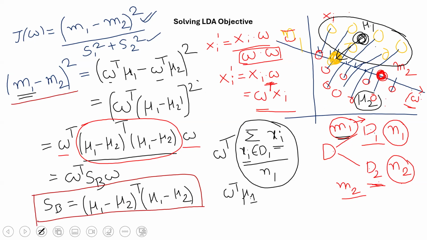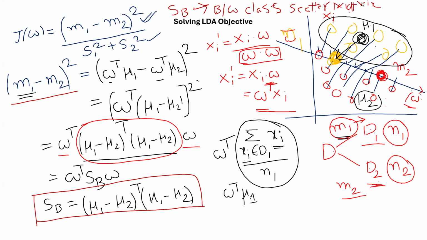So now what is this SB called as? SB is called as the between class scatter matrix. Between class scatter matrix. Okay. So that is called as between class scatter matrix.